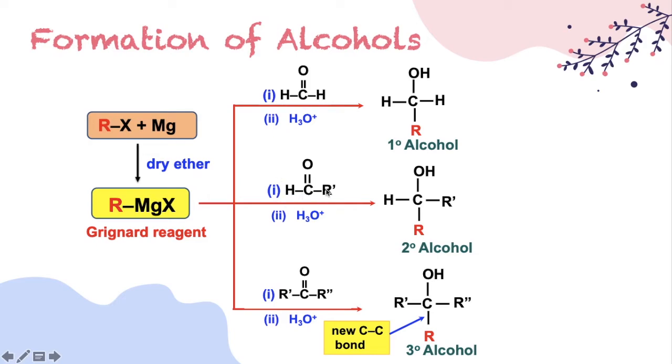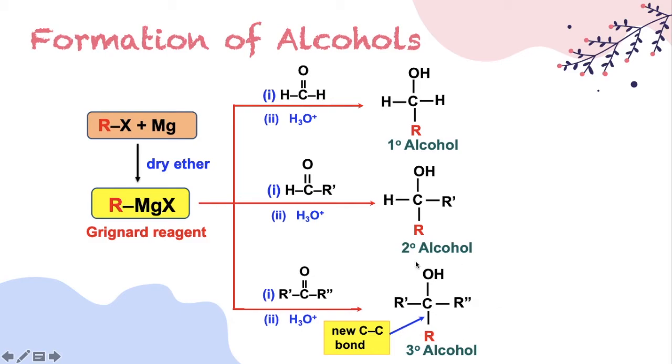For the formation of secondary alcohol, the carbonyl compound must have only one R group. Then you can form secondary alcohol, because one R group comes from the carbonyl compound and another R group from the Grignard reagent. So two R groups in total. That's why the product is secondary alcohol.